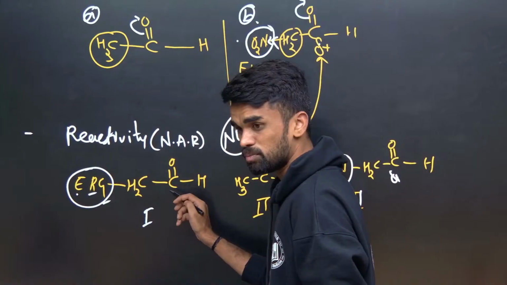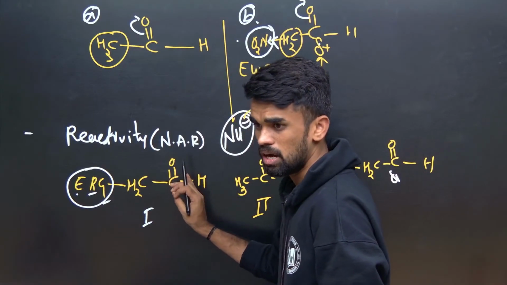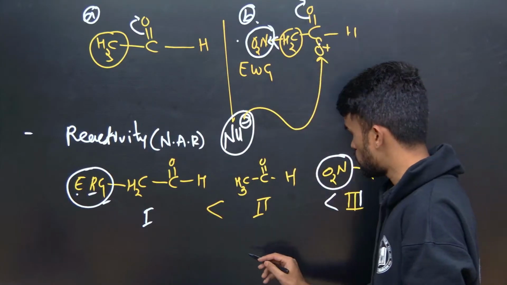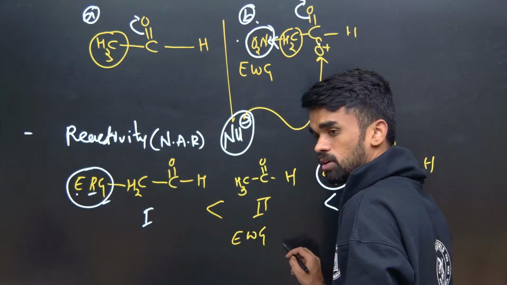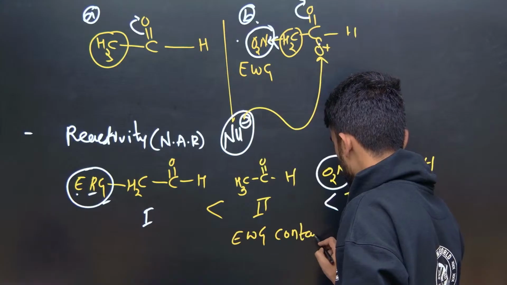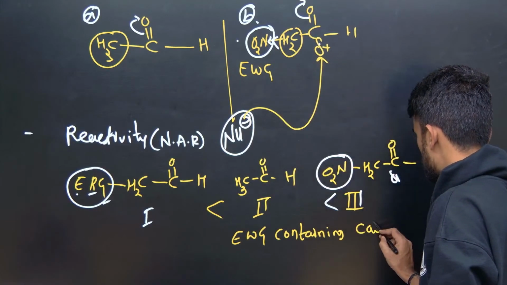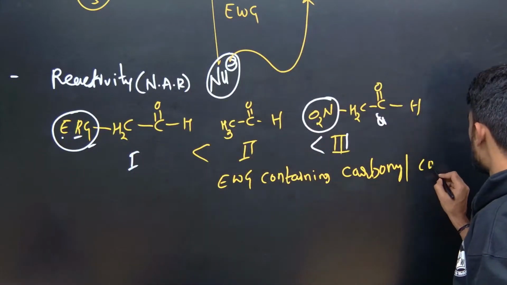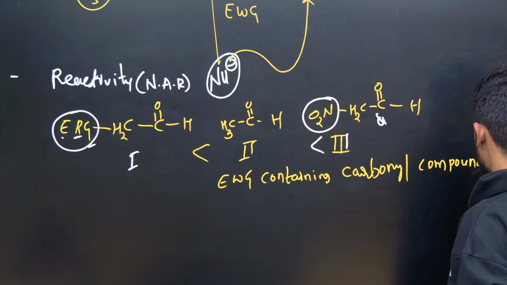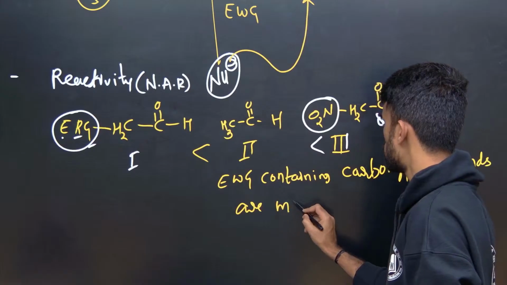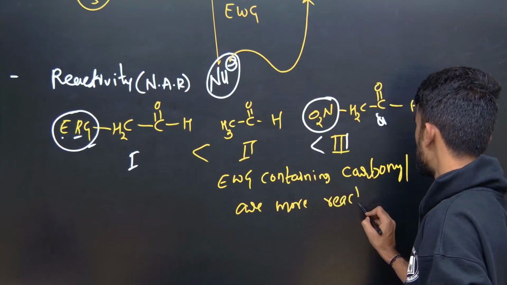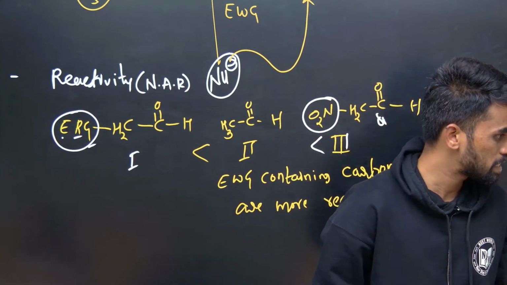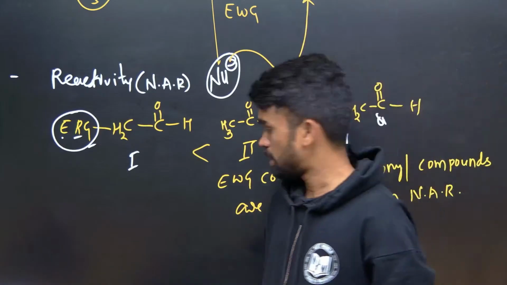So the presence of electrons is more here. Nucleophilic attack is a little difficult when we compare with these two. So that's why it has the least reactivity. Hope it is clear. So you can write: electron withdrawing group containing carbonyl compounds are more reactive in nucleophilic addition reactions. Hope it is clear now.